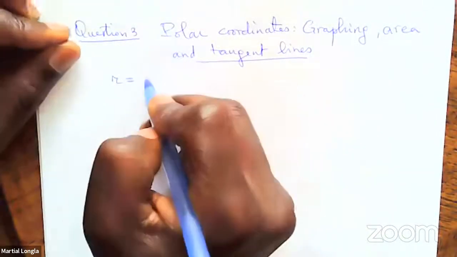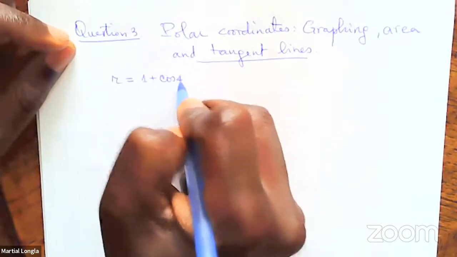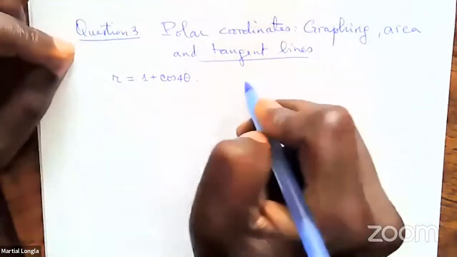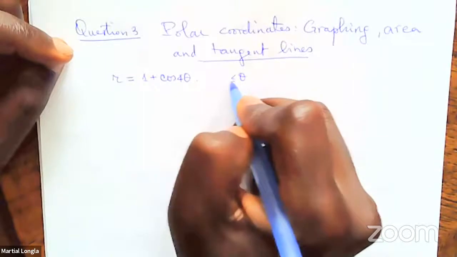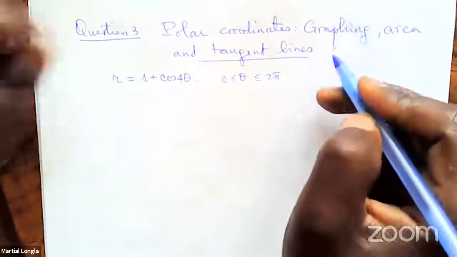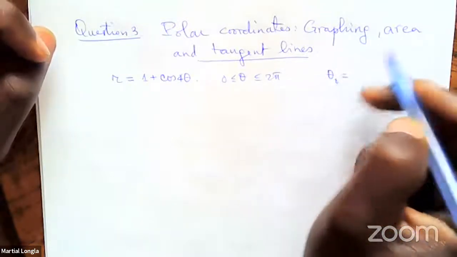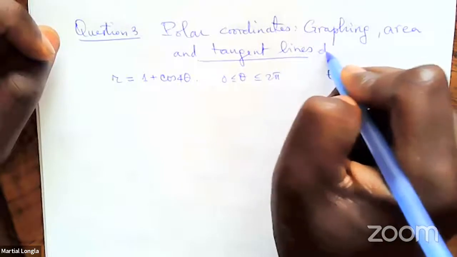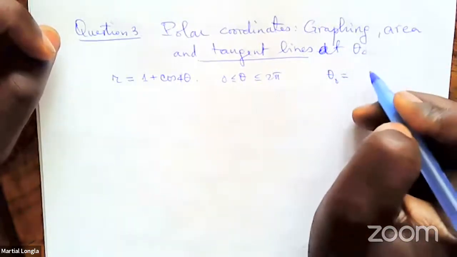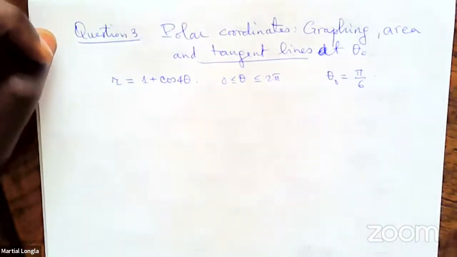r equals 1 plus cosine of 4 theta. Of course, let me take theta from 0 to pi, and then I want you to give me the tangent line at theta 0, and here pi over 6.